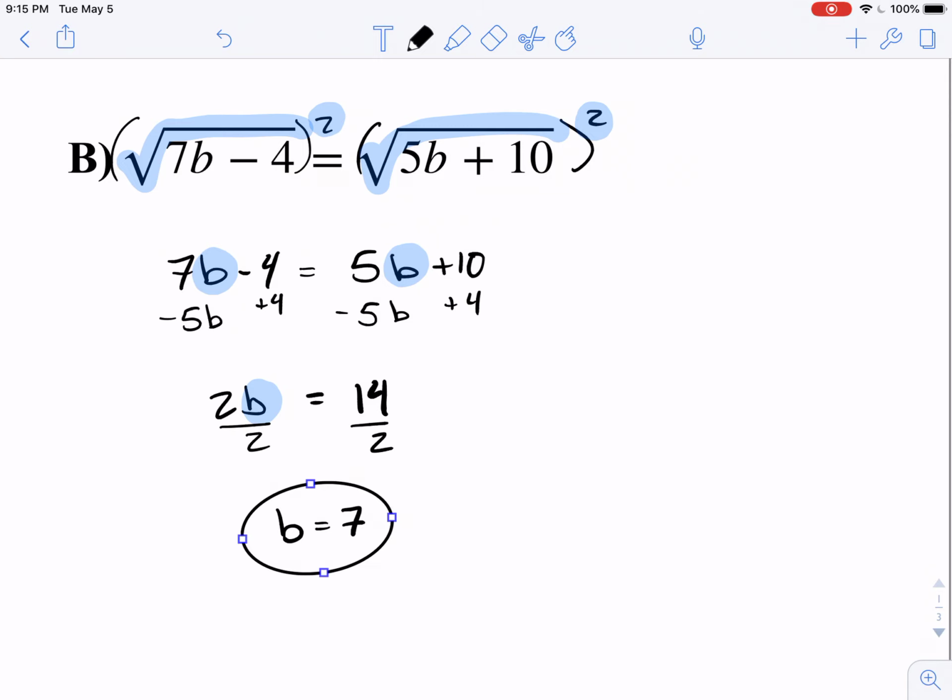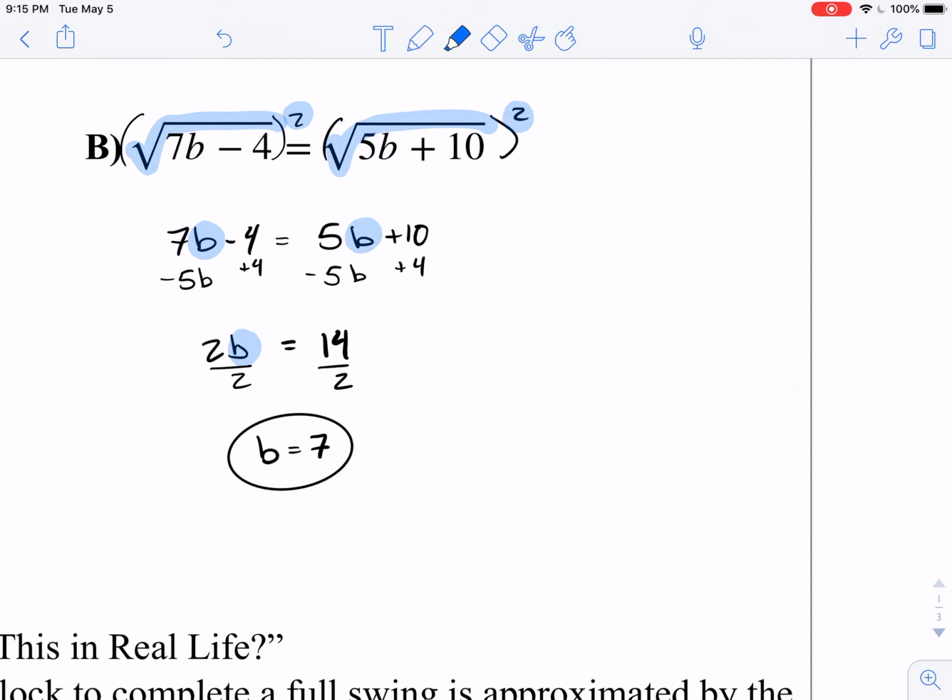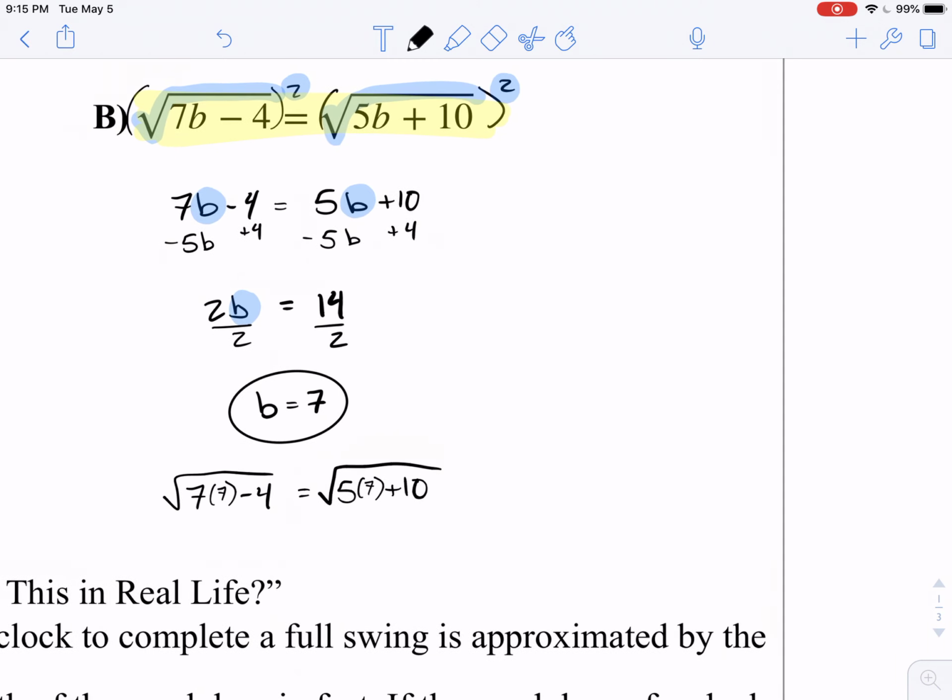Now again, let's check our work. I'm going to plug it back into the original equation. So we have the square root of 7b minus 4. I made my square root way too big. There we go. Is equal to 5b plus 10, that whole square root. And this time instead of b, we'll replace those with 7. So if we think that b in fact is equal to 7, we can replace b from our original equation with 7 and see if it's true.